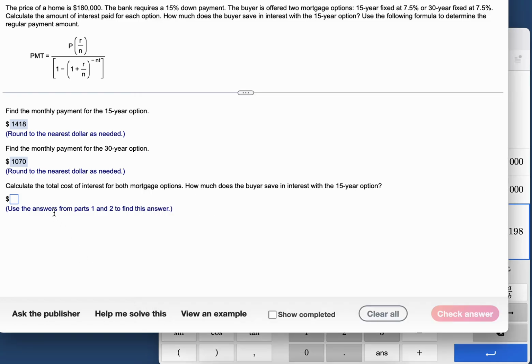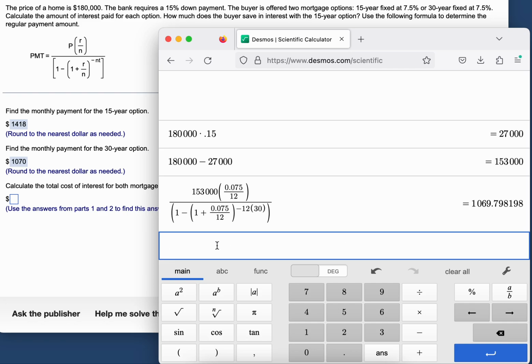Okay, it goes on to ask, calculate the total interest for both mortgage options. How much does the buyer save in interest with the 15-year option? So the shorter the life of the loan, the less you're going to be paying to a bank or lending institution with interest. So for this first one here, this is a 15-year loan, and you're making this number of monthly payments. Let's go back to the calculator. I'm going to hit enter.